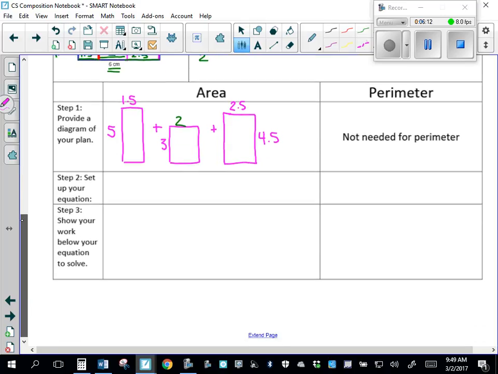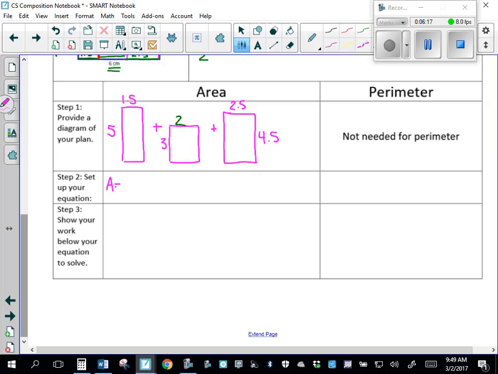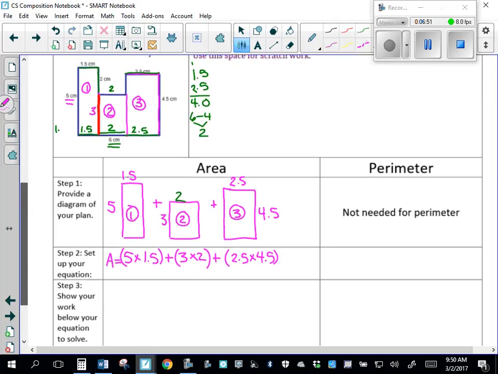So I'm going to work on area first. My equation is area is 5 times 1.5, that's for rectangle 1, plus 3 times 2, that's for rectangle 2, plus the third rectangle, 2.5 times 4.5. So remember we talked about showing our scratch work up here so it's easier to read our final work. So I'm going to do 5 times 1.5 first. Five times 1 is 5 plus 2 is 7. So 5 times 1.5 is 7.5. So I'll put that down here.